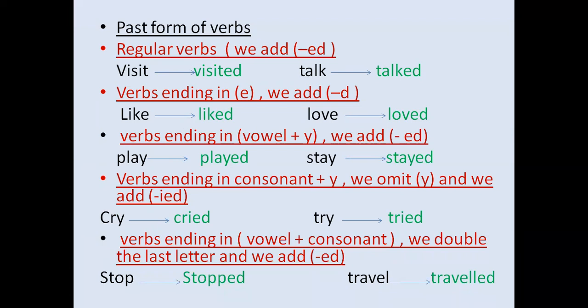Verbs ending in vowel plus consonant, we double the last letter and we add ed, such as the verb stop. Look at the verb stop, ending in O plus P. O is vowel and P is consonant. So when we put it in past simple tense, we double the letter P and we add ed. Stop, stopped. Look at the verb travel, traveled.